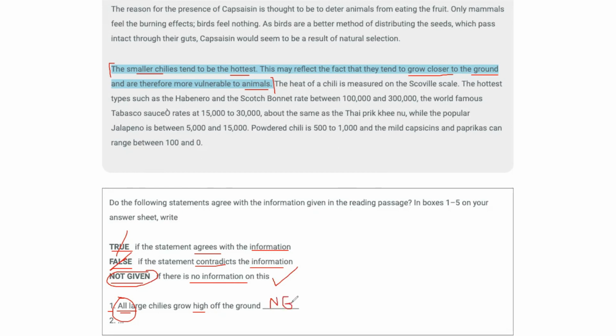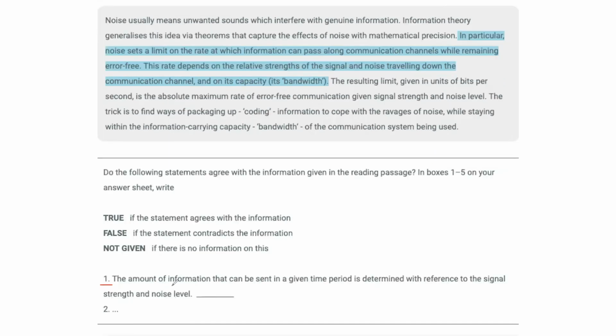All right, let's move on to our next example. So we're back with our second example. Again, we'll look at number one, and it says, the amount of information that can be sent in a given time period is determined with reference to the signal strength and noise level. So we know we're talking about noise, we're looking at information and signal strength. Okay, so this is our question.